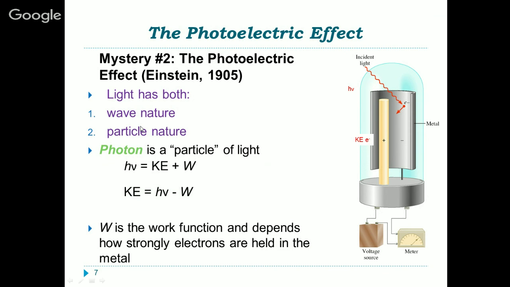Because of this, Einstein determined that light is both wave and particle in nature. So what we call particles of light are simply photons. And this here gives us energy of light equals the kinetic energy plus this work function. And the work function is specific for each type of metal, and that relates to that minimum amount of energy, or that threshold, that minimum wavelength the light has to have.